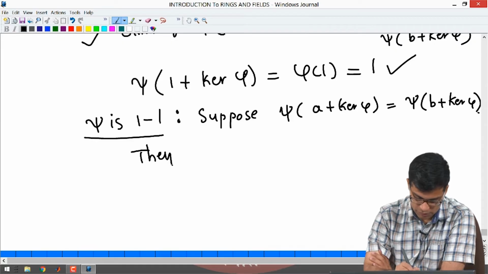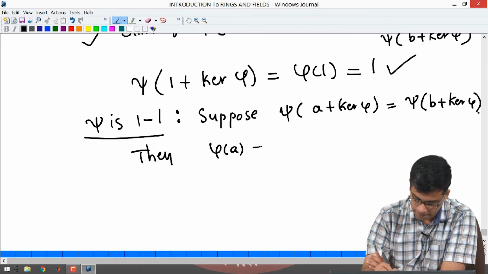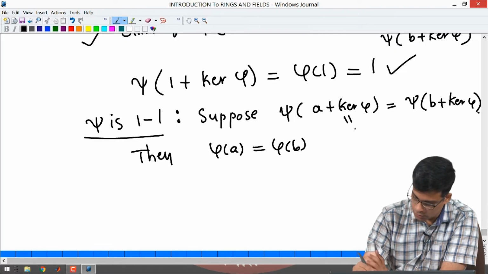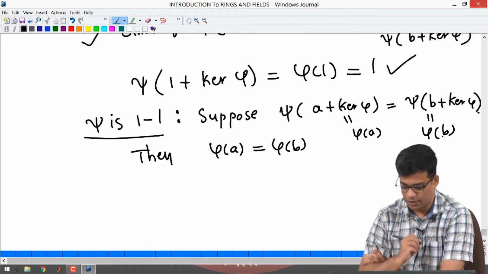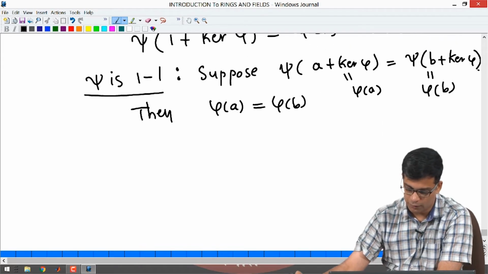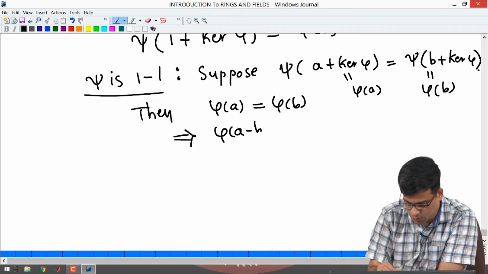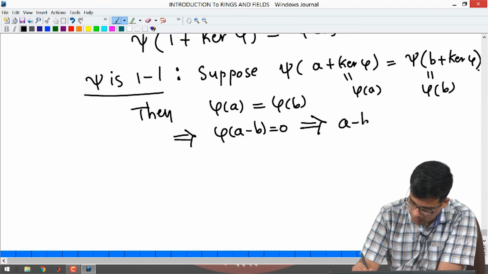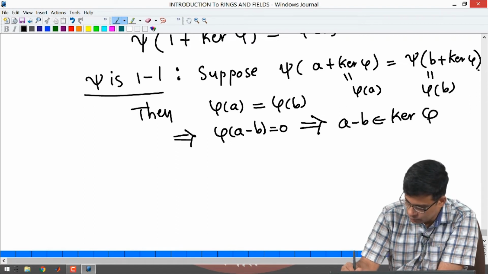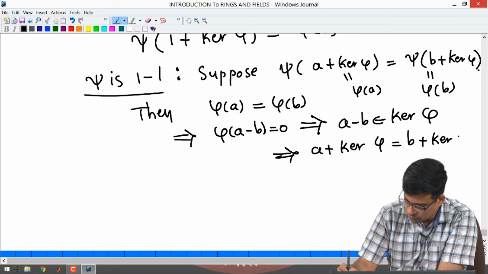So, let us see how we show that. This is also simple. If this happens, by definition phi of A is equal to phi of B, because this is phi of A by definition of psi and this is phi of B. So, now phi of A is equal to phi of B, that means phi of A minus B is 0, right, because phi is a group and ring homomorphism. That means A minus B is in kernel phi, and that means A plus kernel phi is equal to B plus kernel phi.